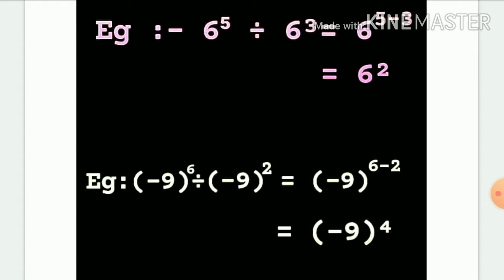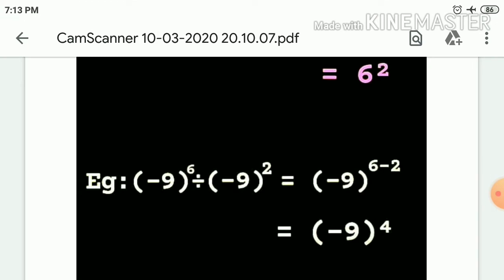A should be a non-zero number. So minus 9 is a non-zero number, so we can take minus 9, or we can take positive as well as negative numbers. Okay, so I have taken here a negative number as my base, and two positive numbers as my index. Two different indices: minus 9 raised to 6 divided by minus 9 raised to 2.